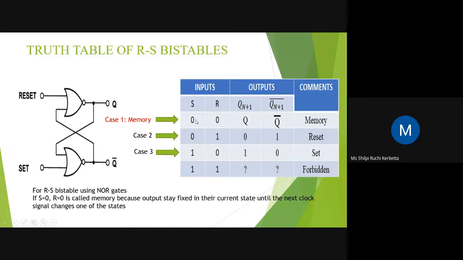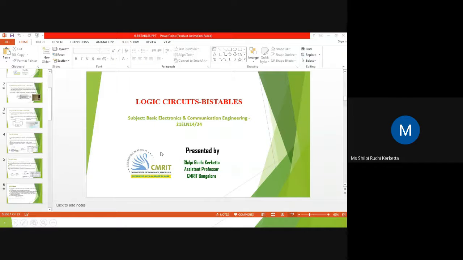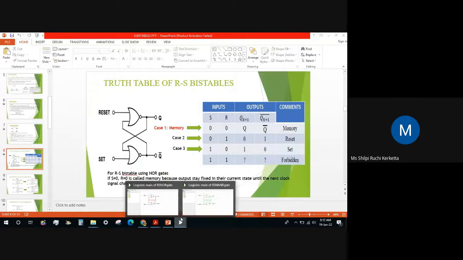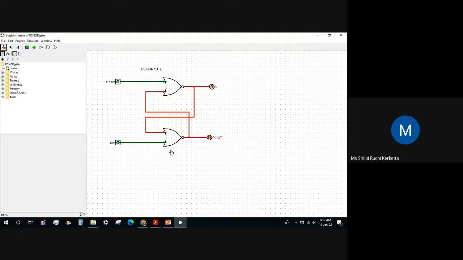Okay. So this is the truth table. This first case is the memory, so we will see this case afterwards. We will first go to the second case and see how the second and third cases work, and then we will see what memory is. Okay. So we will simulate this in Logisim. So this is our circuit.